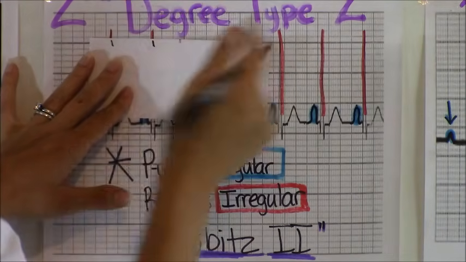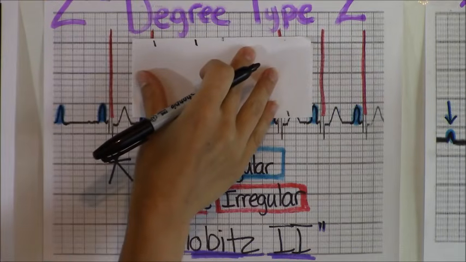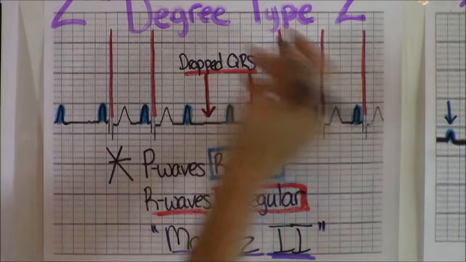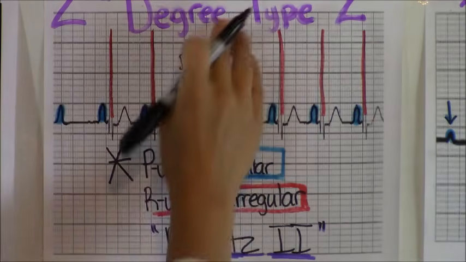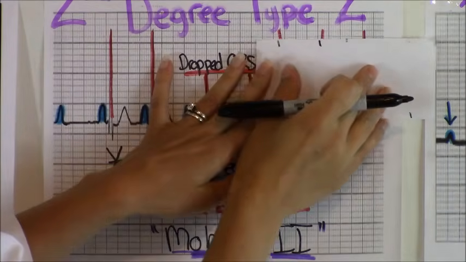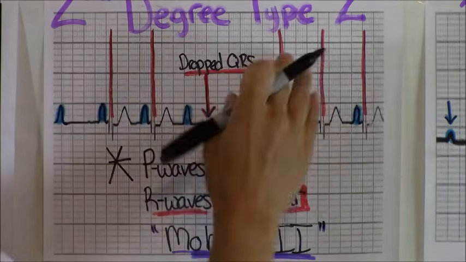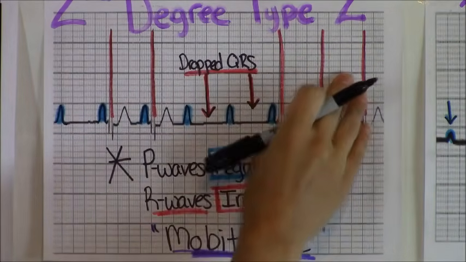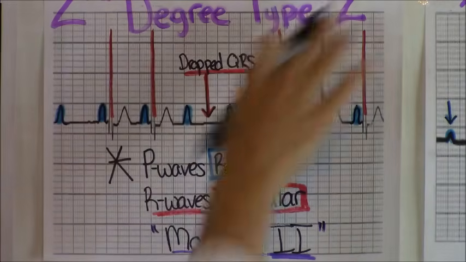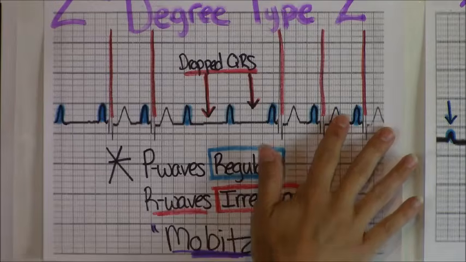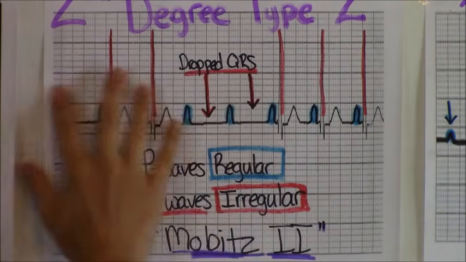And as you're going to see, our R waves are very irregular, because where'd they go? Right here, they're missing. There's no ventricle depolarization, so we don't have a QRS complex. So we're going to go over here, and these seem to measure equally, but because these are dropped, you would call this irregular. So the big thing with second degree type 2 is that your P waves are going to measure beautifully. They are going to be regular, but your R waves are going to be irregular.